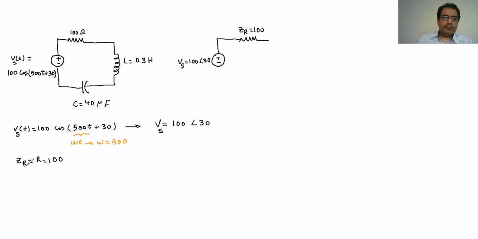Then I have to find the ZL. The ZL is J omega L. The omega is 500, and L is 0.3, so it comes out as J150.